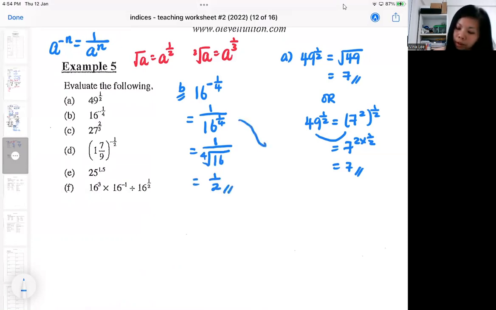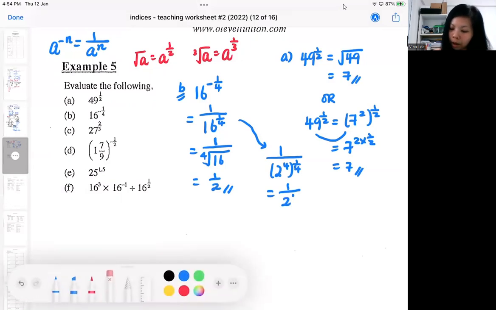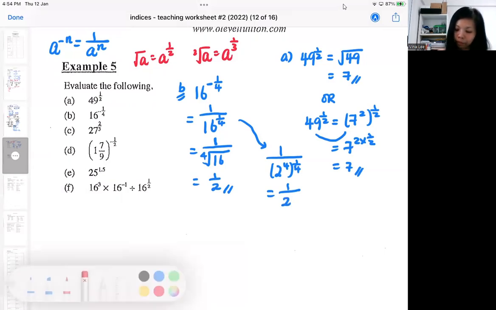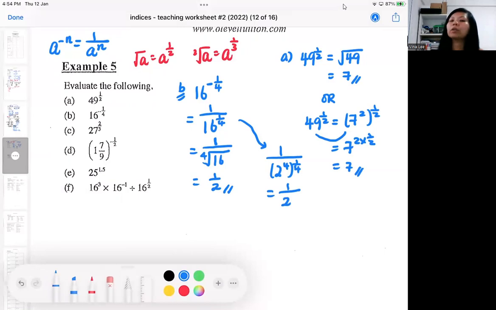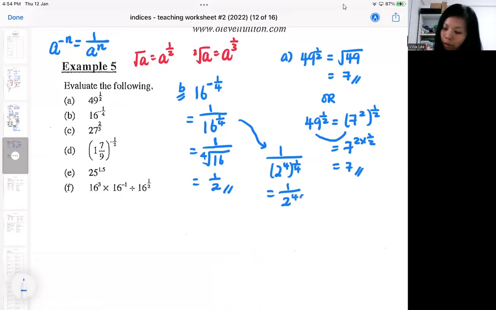Or some students will do it this way. They will change 16 to 2 to the power 4. If you do that, you are also correct. You will still get a power 1, so you still end up with a half. If you change 16 to 2 to the power 4, you are doing 4 times 1/4 double power. So that's getting the same number.